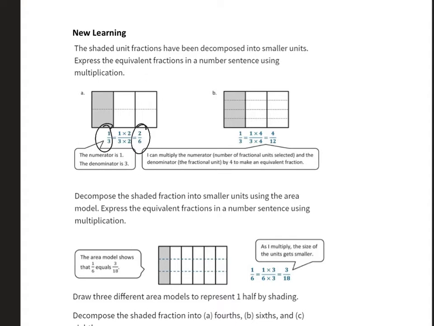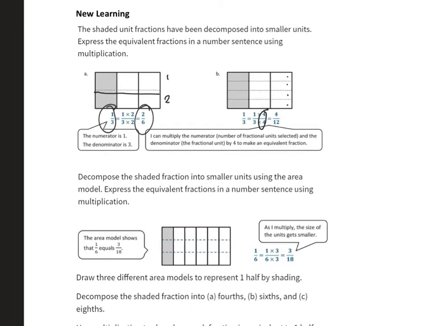So basically when you're deciding what do you multiply by, it's the number of rows you have, right? So they had 1/3 first, then they split that in half, and now we have row 1 and row 2. It's not the number of lines, it's the number of rows. So they multiplied 1 times 2 and 3 times 2, and that gave us 2/6. Here I noticed that they multiplied by 4, and that's because we have 1, 2, 3, 4 rows after they divided 1/3 into smaller pieces.